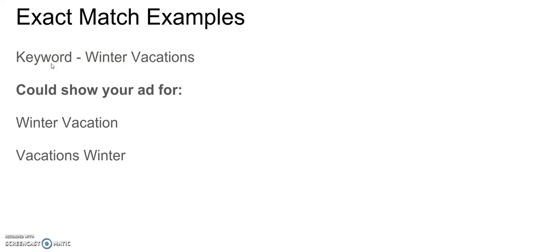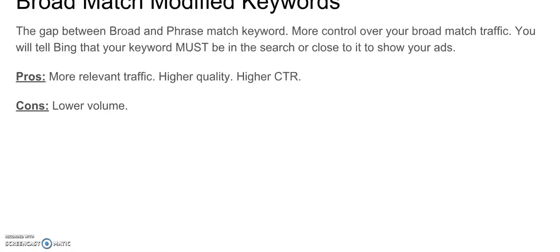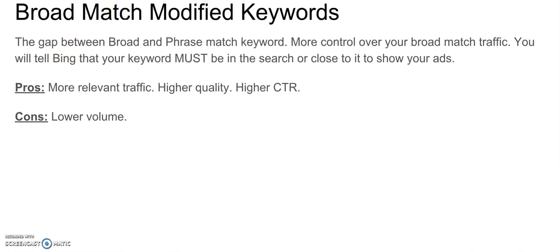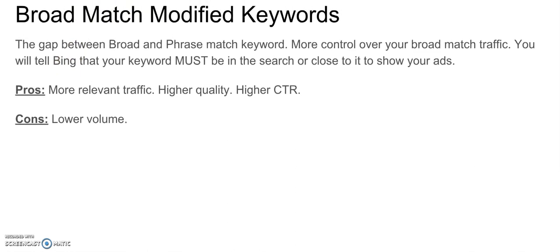The next one that we're going to talk about, guys, is broad match modifier, which in my opinion is a little bit better to use than the broad match, but I think broad match has its place as well. Broad match modified is something that I never heard of when I first started Bing, and something that a lot of people don't know about either. So consider yourself lucky that you get to come across this, because this could change your campaign in a big way. Broad match modified keywords is basically the gap between broad and phrase match.